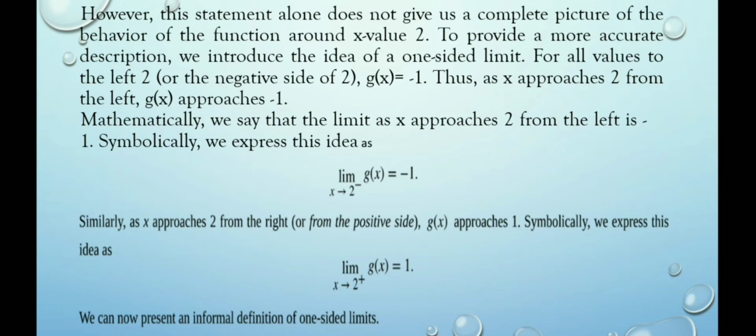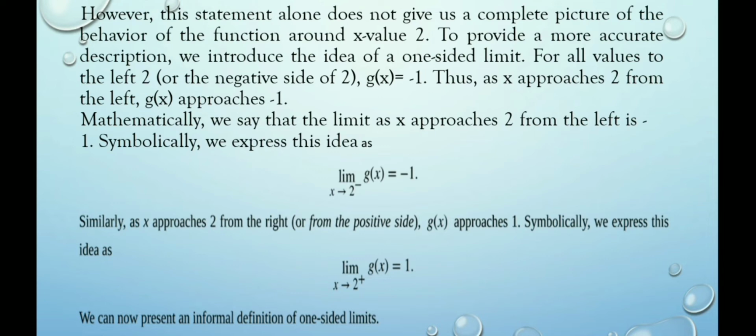To provide a more accurate description, we introduce the idea of one-sided limit. For all values to the left of 2 or the negative side of 2, g of x is equal to negative 1. Thus, as x approaches 2 from the left, g of x approaches negative 1. Mathematically, we say that the limit as x approaches 2 from the left is negative 1.